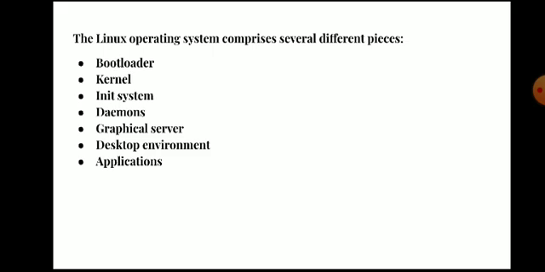The Linux operating system comprises several different pieces: bootloader, kernel, init system, daemons, graphical server, desktop environment, and applications. And that's all.